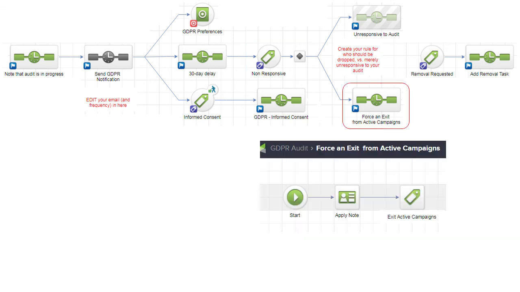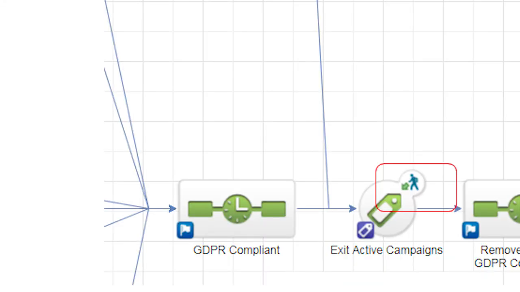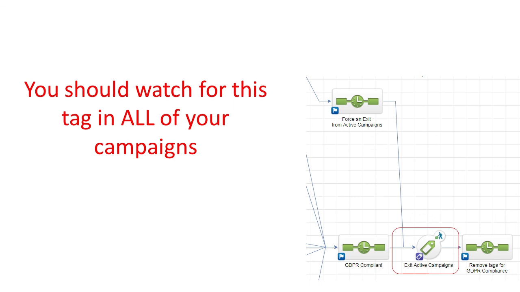We apply a note that we're going to unsubscribe them and apply a tag to exit active campaigns. We're watching for the exit active campaigns tag at the end of the GDPR audit campaign. But note that this tag can actually be applied from anywhere. The recommended practice is to watch for this one tag in all campaigns as a way to introduce a short circuit. It's an Infusionsoft default that if a contact opts out, they won't get email anymore, but they still sit around in your campaigns as virtual corpses, distorting your numbers.